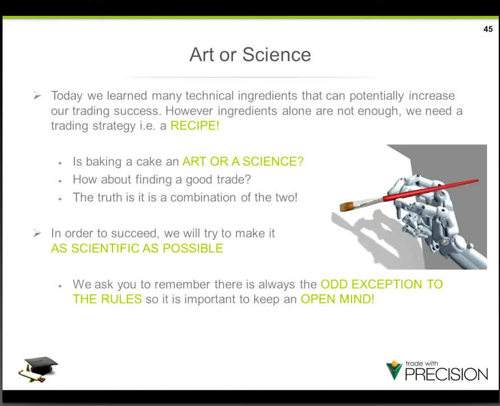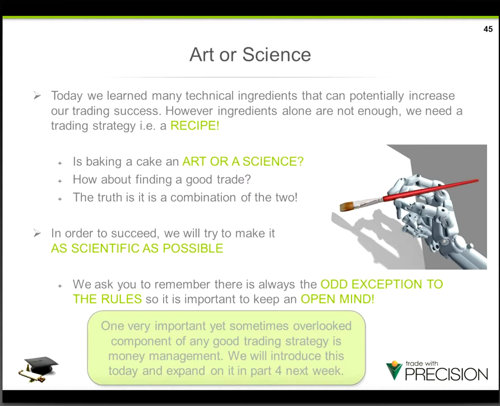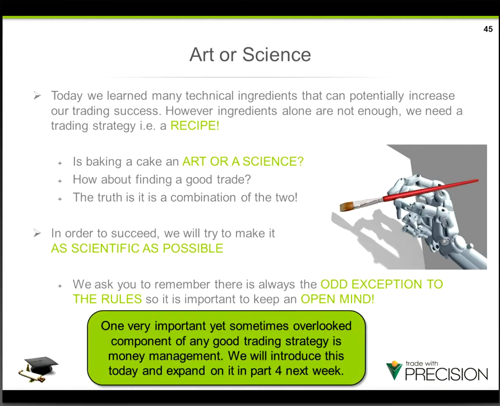All right, so today you guys learned a few more technical ingredients that will potentially increase the probability of success with these trade setups. Remember, though, that the ingredients alone are not enough. You need the trade strategy, the recipe to combine those ingredients together, right? So we talked way back when about baking that chocolate cake, if you guys remember. Is baking an art or is it a science?